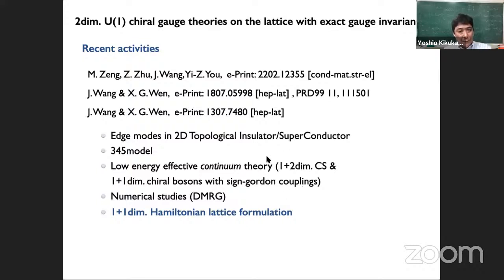And they determined what kind of interaction should be included or not. And moreover, they simulated the model using the density matrix renormalization group method recently, and they published several papers. They put some paper on the arXiv quite recently, this one. And since this work is based on the topological insulator or superconductor, this lattice model is formulated in the Hamiltonian formulation. Okay. So this is the very recent activity on this kind of work.